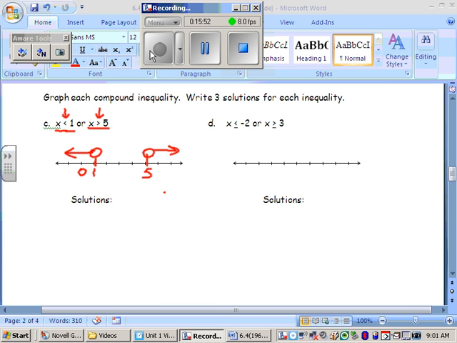So what would be 3 possible solutions, although there's many? Well, let's pick a number less than 1, so maybe we pick 0. And let's pick 2 numbers greater than 5, so maybe 6 and 7. So those are just 3 of the many solutions for this compound inequality.